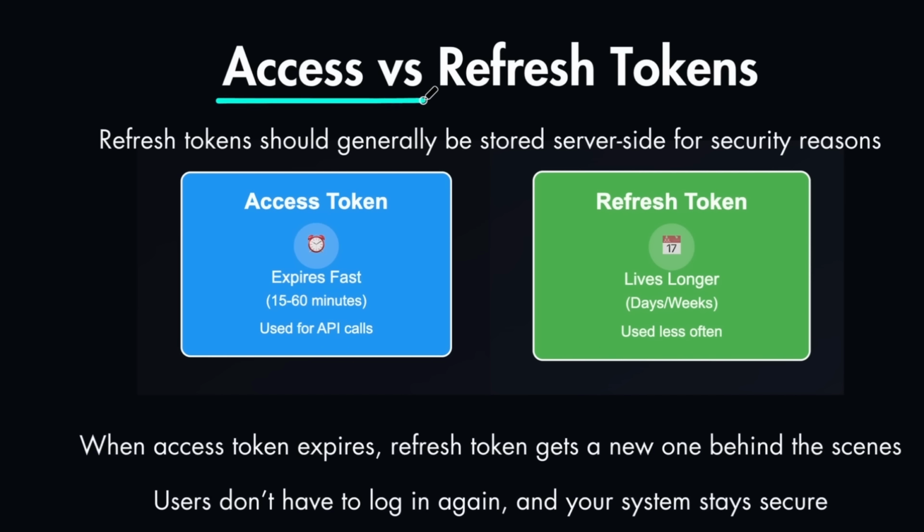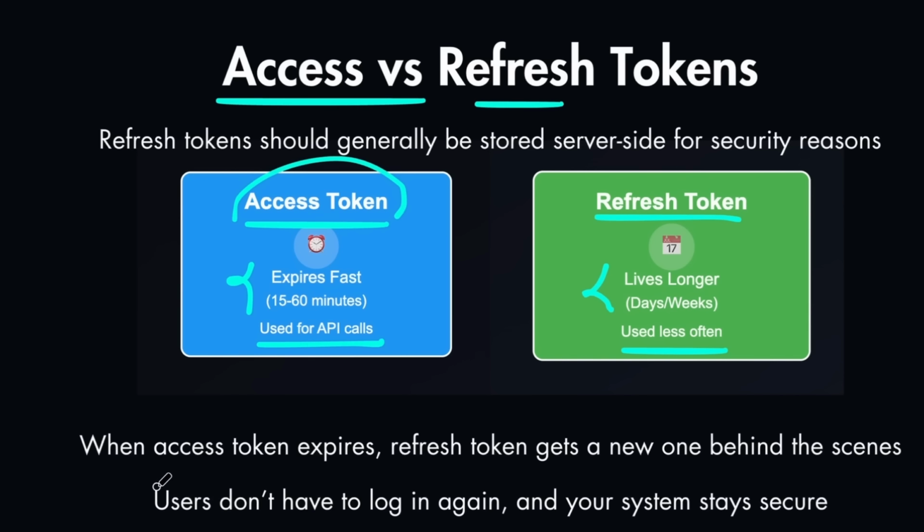Next, we also have access and refresh types of tokens. So modern systems use short-lived access tokens, which expire faster, and also long-lived refresh tokens, which usually expire later than the access tokens. Access tokens are used for API calls, so whenever you want to get some data from the API, you send this access token to access the data. And refresh tokens, on the other hand, are used to renew the access tokens. So whenever the access token expires, this is where you will use the refresh token to get a new one, a new access token behind the scenes.